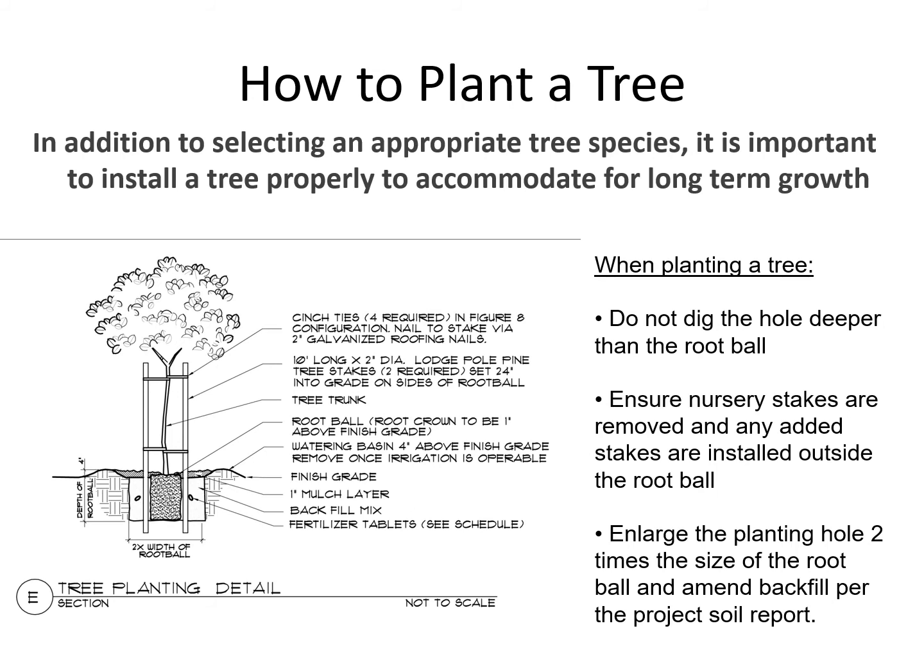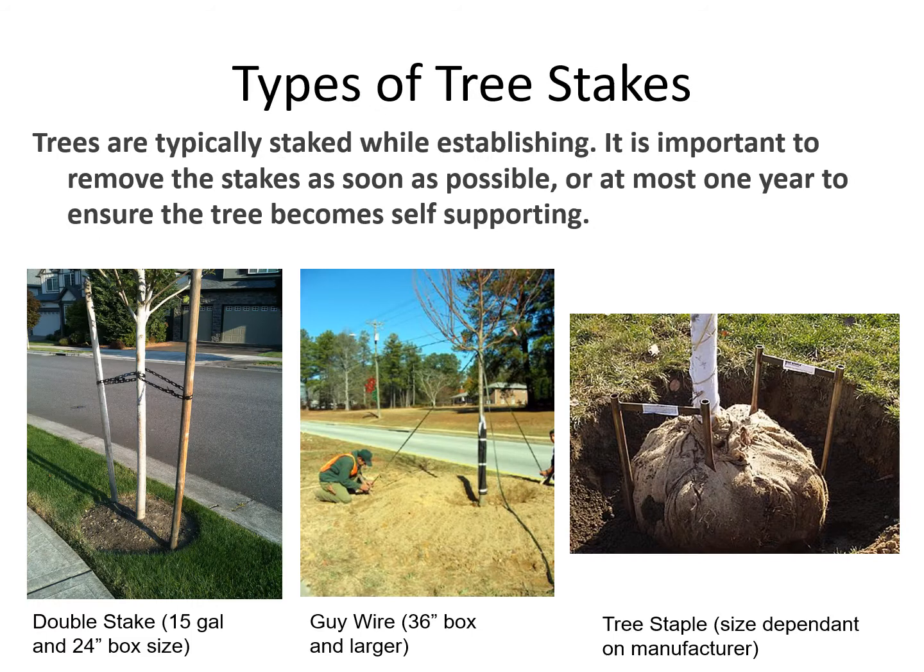We tend to excavate 2 times the width of the root ball and only as deep as the container. And then the backfill, we would amend that backfill with compost, sometimes gypsum, depending on what our soil report says, is what we would amend that backfill mix with, with the native soil.